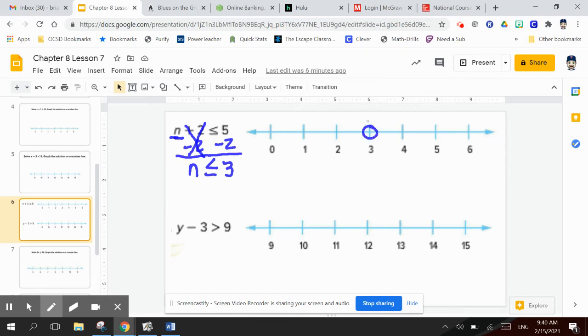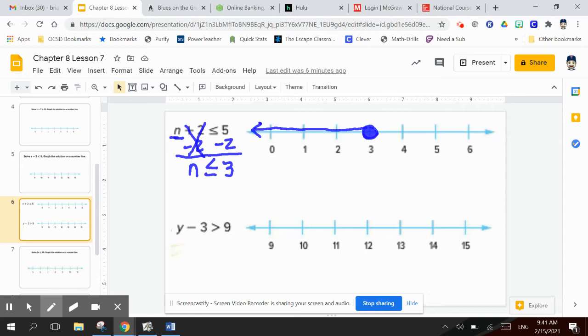I put a circle around it. The less than or equal to sign is there, so this is a closed circle, anytime it's equal to. And I need all numbers that are less than 3. So 2, 1, 0, even the negative numbers are less than 3. So my arrow points to the left.